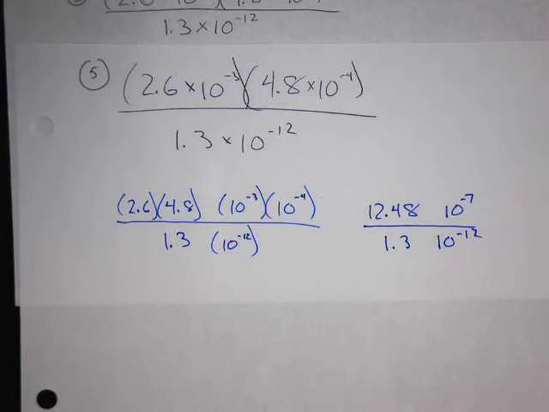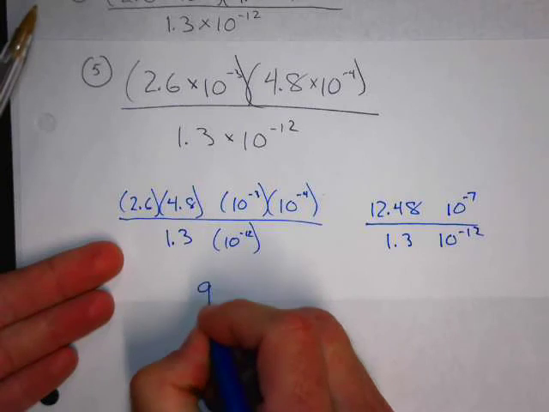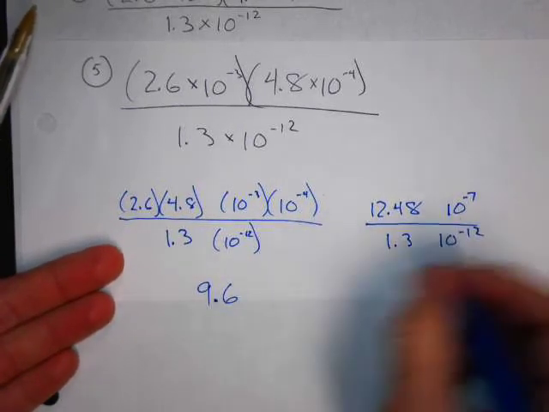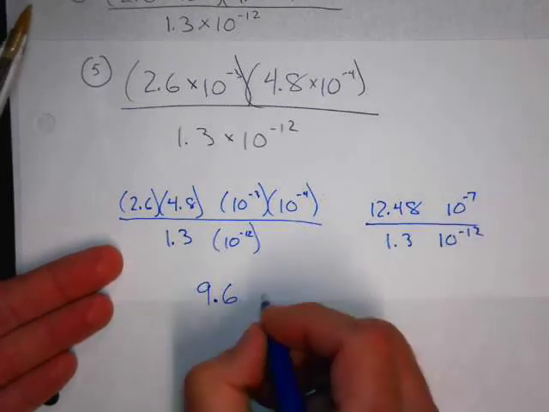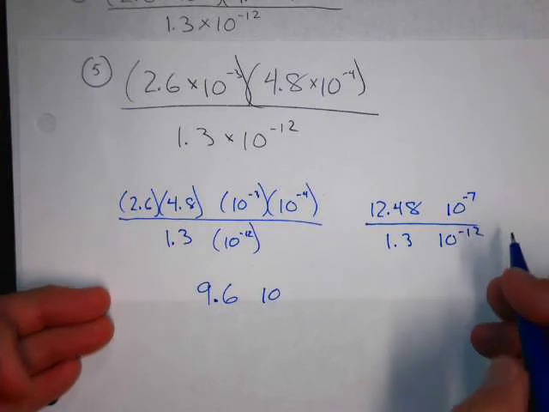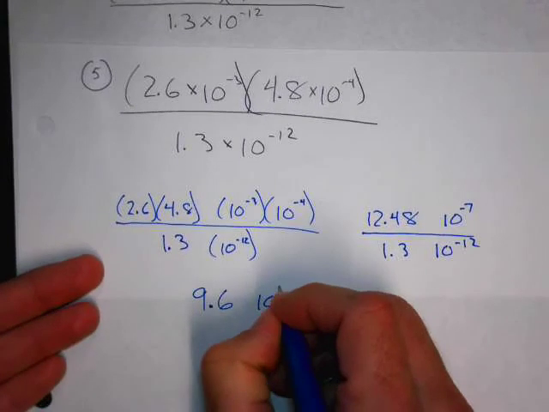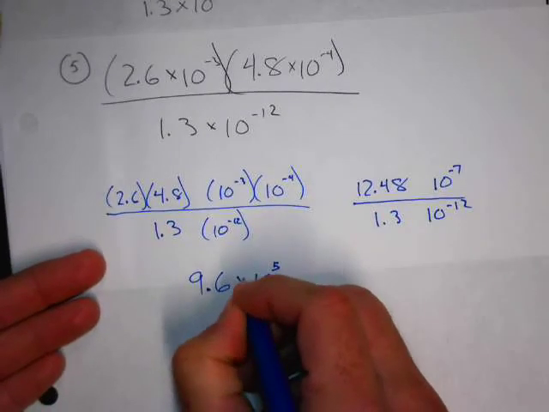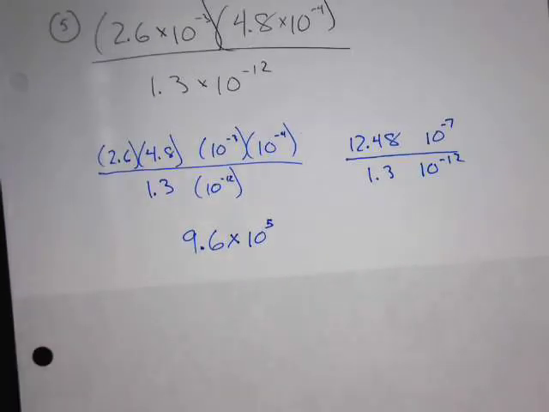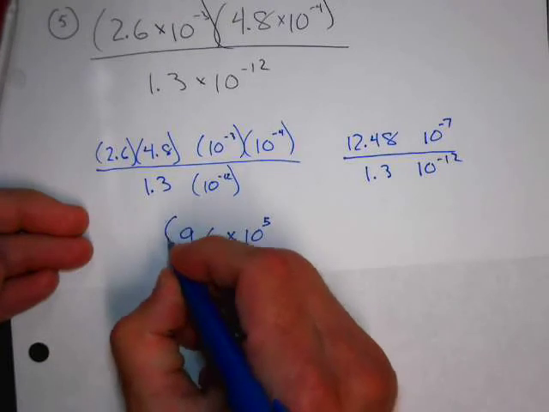12.48 divided by 1.3. That results in 9.6. What a simple number to work with. And then our tens. Keep the base, subtract the exponents now. So negative 7 minus negative 12 is negative 7 plus 12, which is positive 5. So I'd have 9.6 times 10 to the 5th power. And guess what? That is scientific notation. If it wasn't, I could easily fix it.